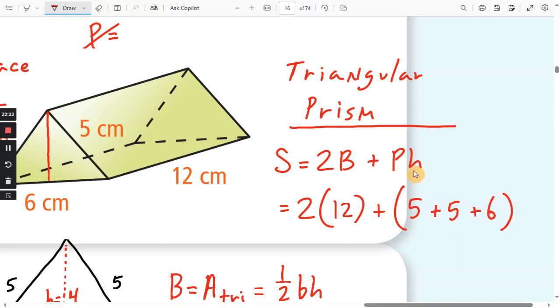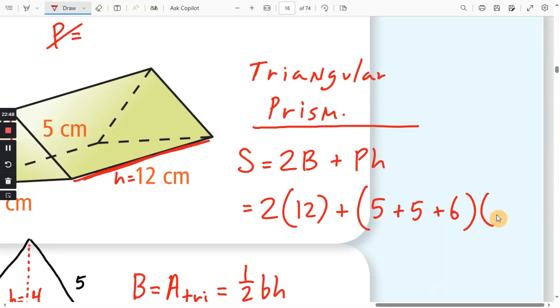Finally, this H is the height of the prism, not the height of the triangle. It's the height of the prism. It's the distance between the two bases from one triangle to the other. So that is your height, and that is 12. All right, and this is all calculator work. Unless you want to do it in your head, 2 times 12 is 24. This is 16 times 12. I'm going to go to the calculator. I get 216. All of my units were in centimeters.